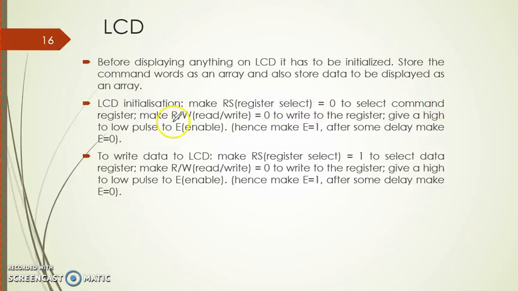You are writing, so make read bar write as 0. Give a low to high pulse to the enable pin. So give a high to low pulse to the enable pin. So make E is equal to 1, give a delay and then make it low. Similarly for writing data, only difference is you have to make the register select as 1 so that you select the data register.